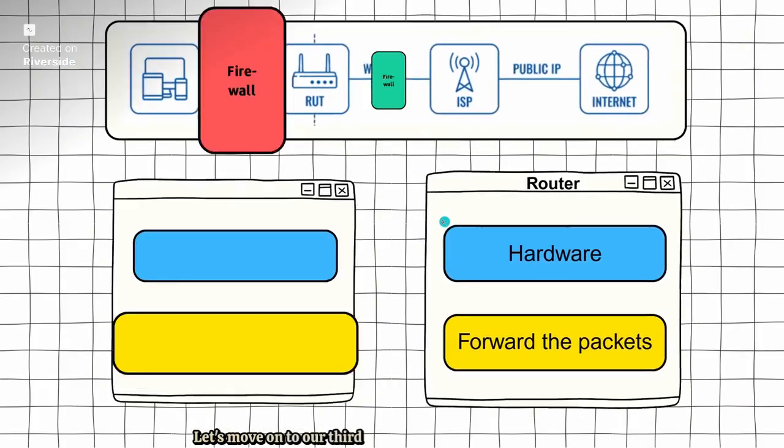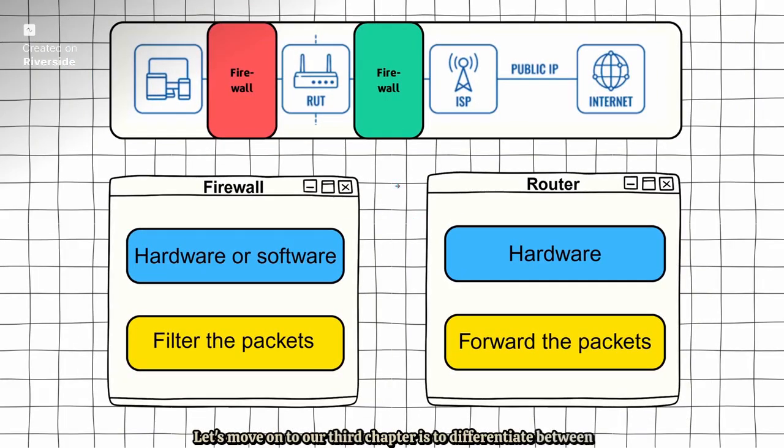Let's move on to our third chapter, which is to differentiate between a firewall and a router. In short, a firewall is like asking who you are, whereas a router is asking where you want to go. A router only forwards the packets, whereas a firewall filters the packets. Also, the main difference is that you can have a firewall as hardware or software, while a router is hardware. And that's why you can have a firewall on a router. That's why we have routers with firewall capability built in.